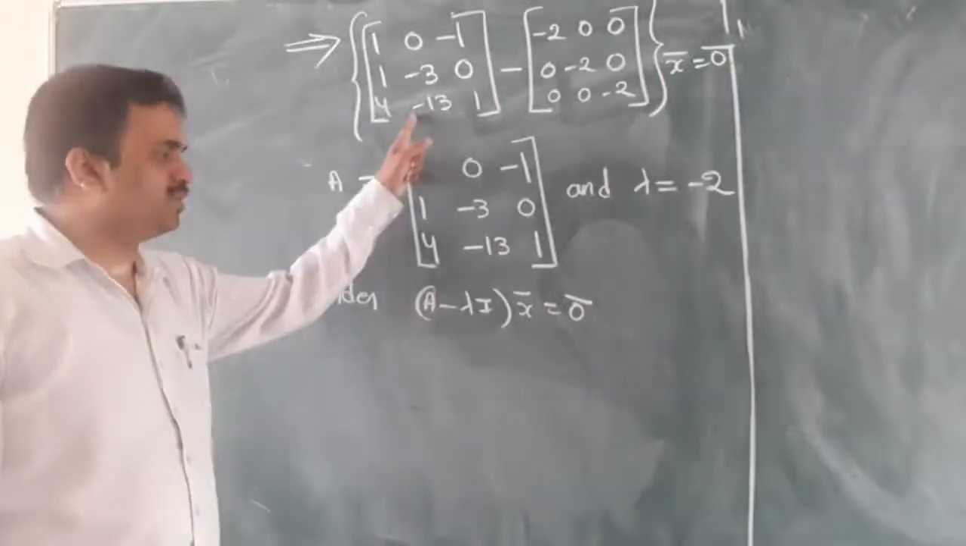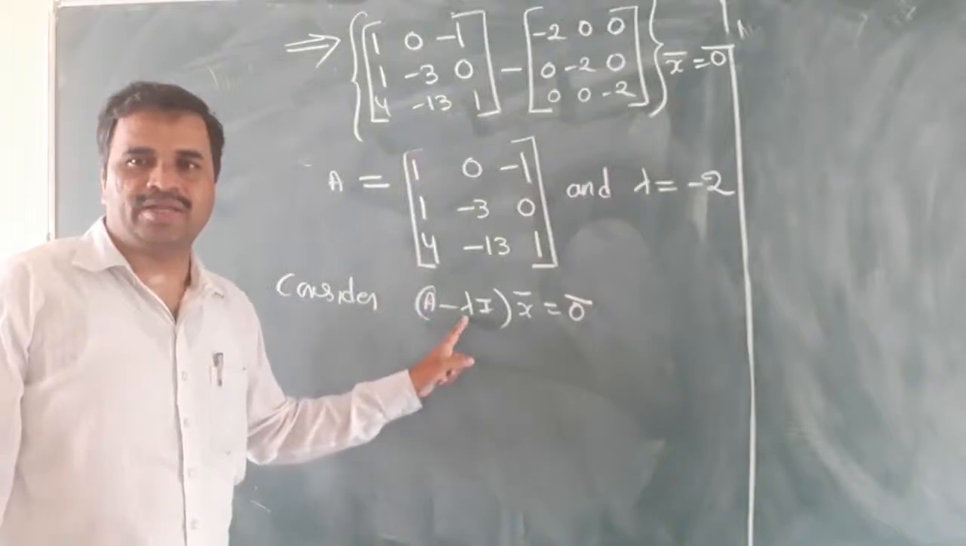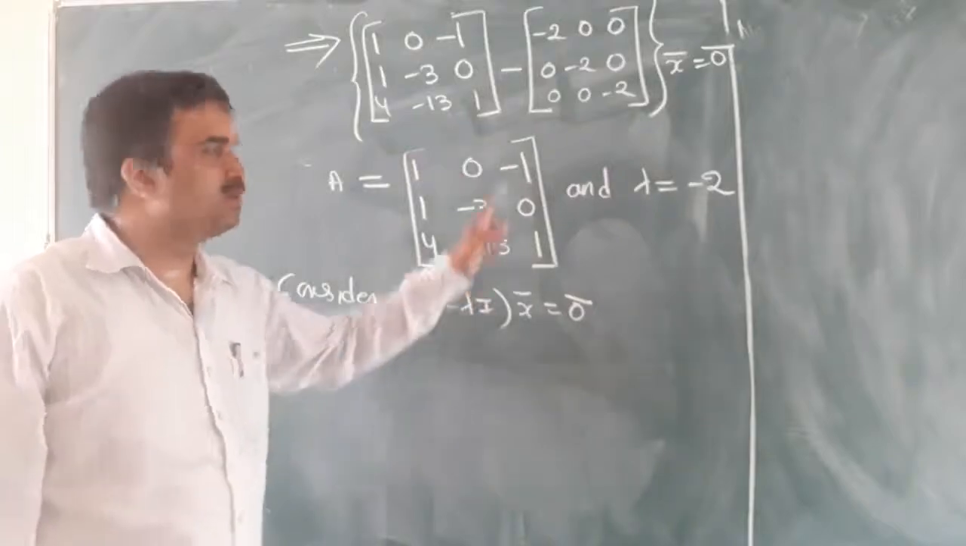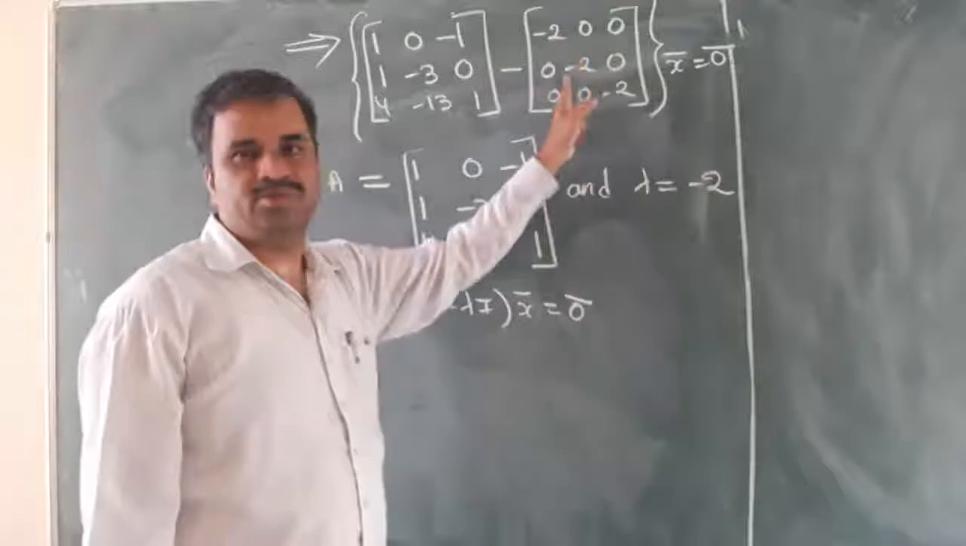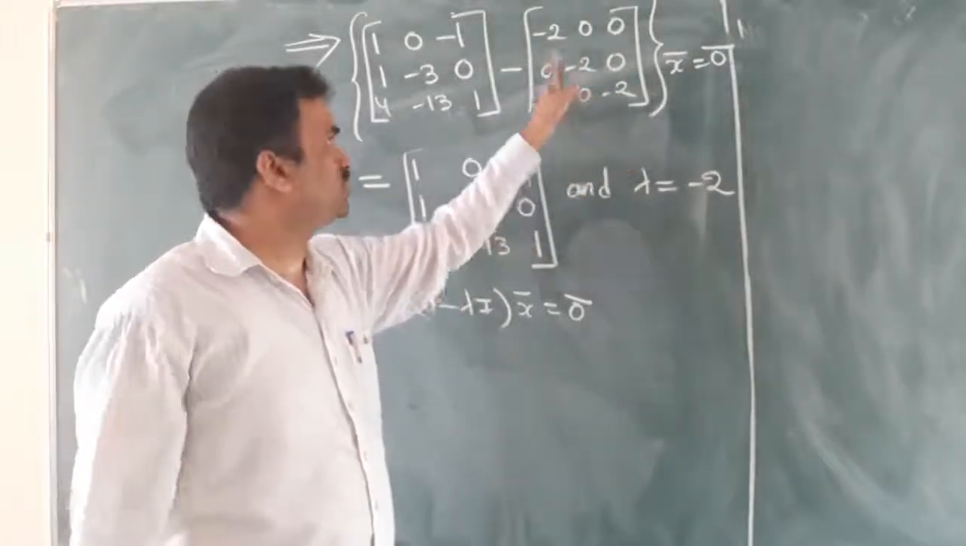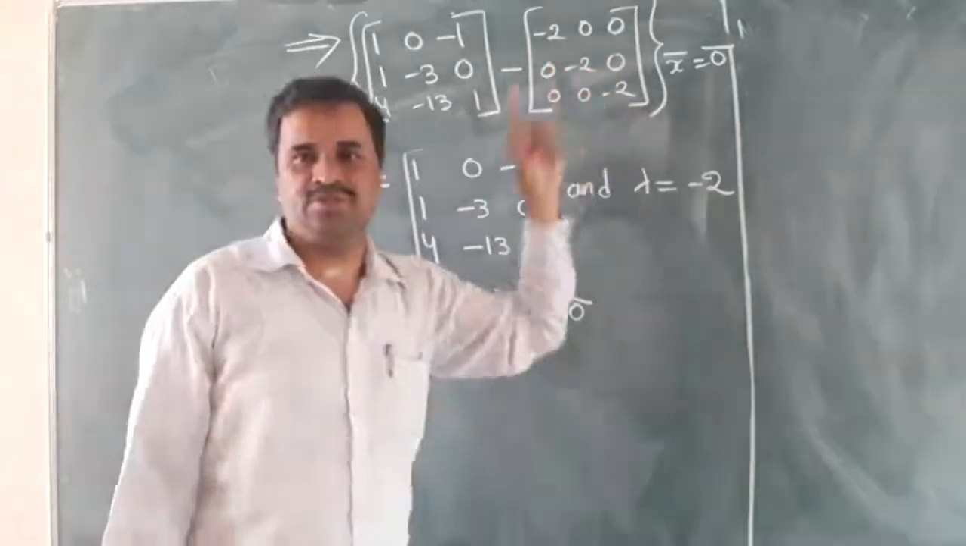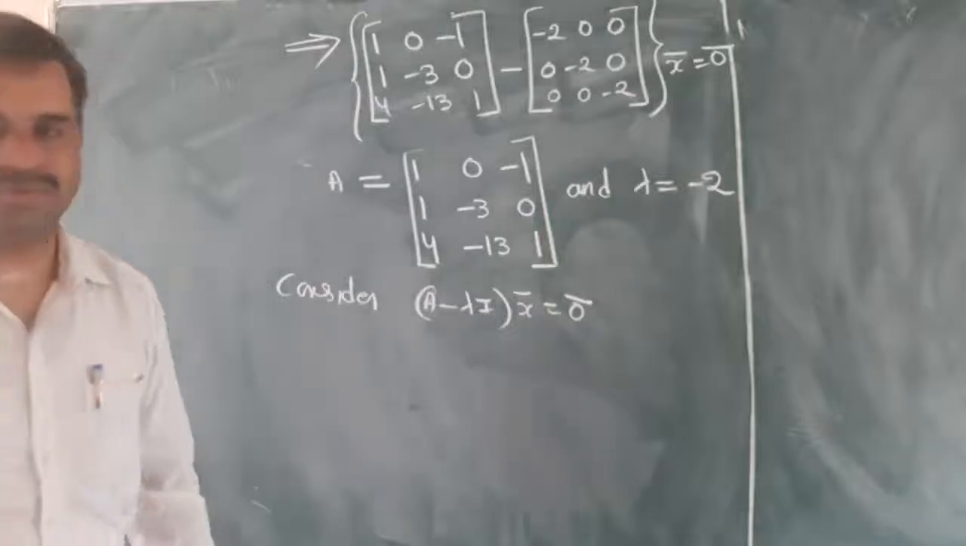Once again, here see matrix A. I wrote minus lambda times. What is the lambda value? Minus 2. Minus 2 times the identity matrix. Actually the identity matrix is 1 0 0; 0 1 0; 0 0 1. Further I will multiply with minus 2. That's all: minus 2 0 0; 0 minus 2 0; 0 0 minus 2, x bar equal to 0 bar.